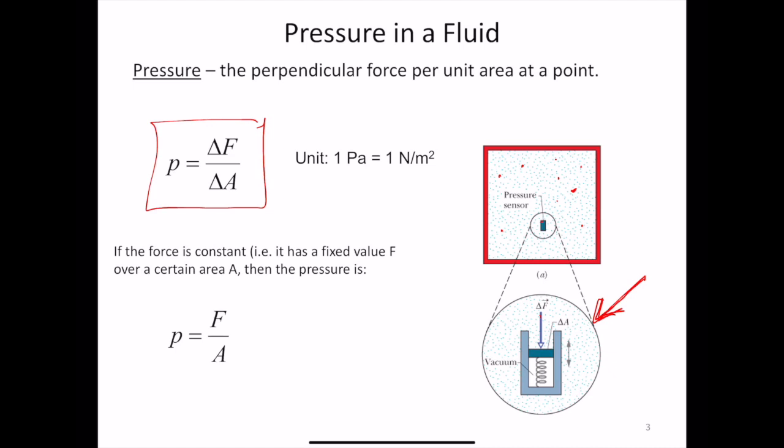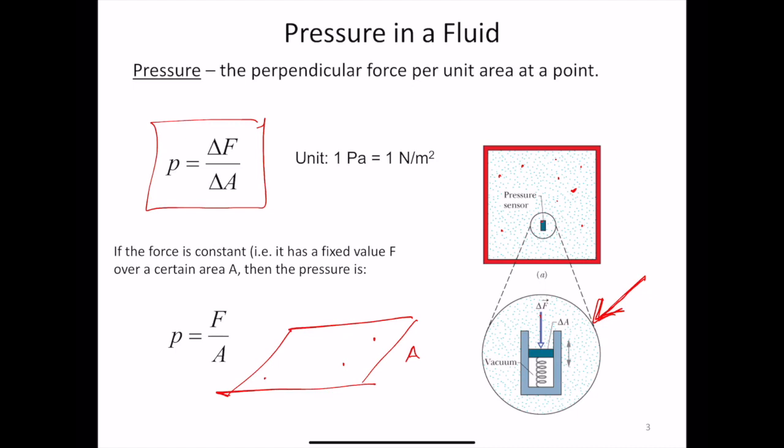Now, if you have a certain area A, and let's say that the force on this area is the same everywhere. So the force at this point is the same as the force at this point, same as the force at this point. So in that case, you can define the pressure over this entire area as force divided by area. That is if the force is constant over a certain area A.